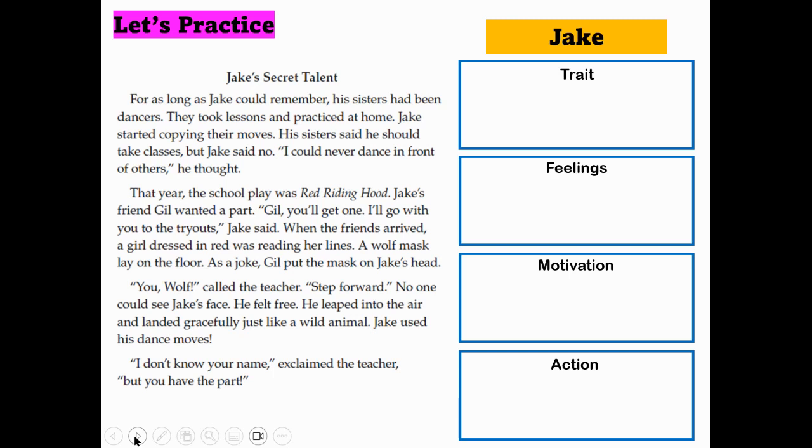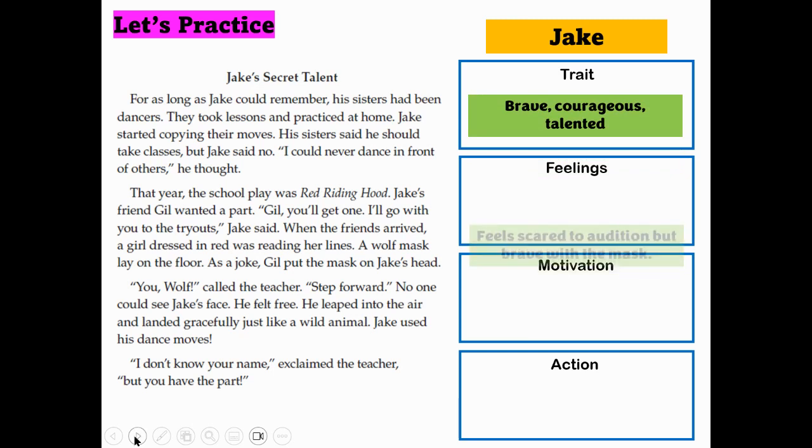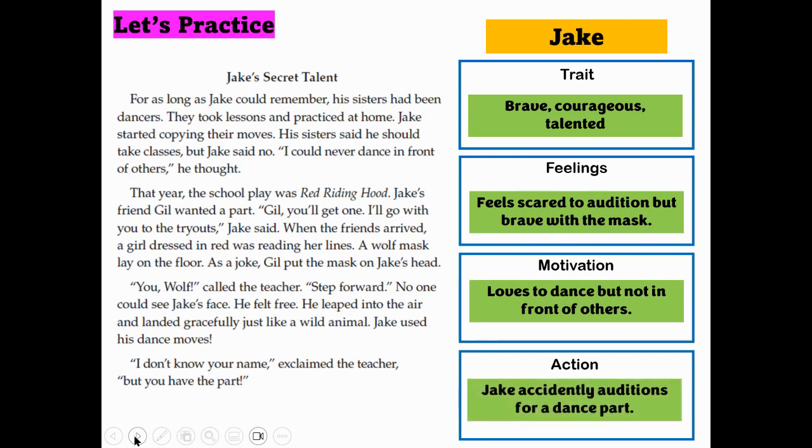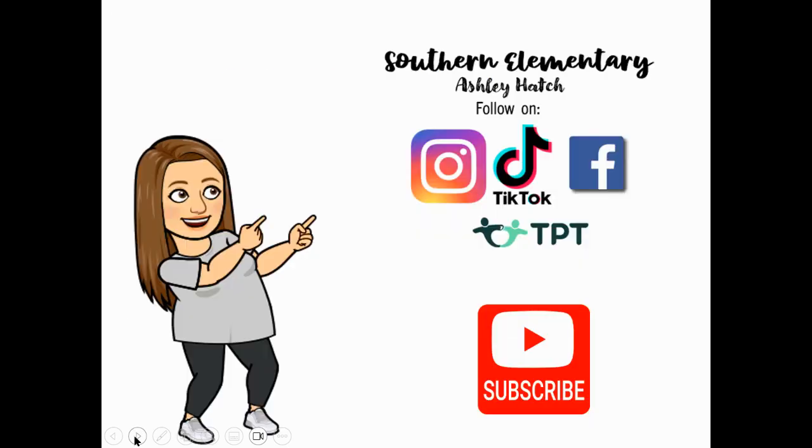So let's think about Jake's traits. We would say he's brave, courageous, talented. What are his feelings? He feels scared to audition, but brave with a mask. Motivation: he loves to dance, but not in front of others. And that would lead to the actions. Jake accidentally auditions for a dance part.